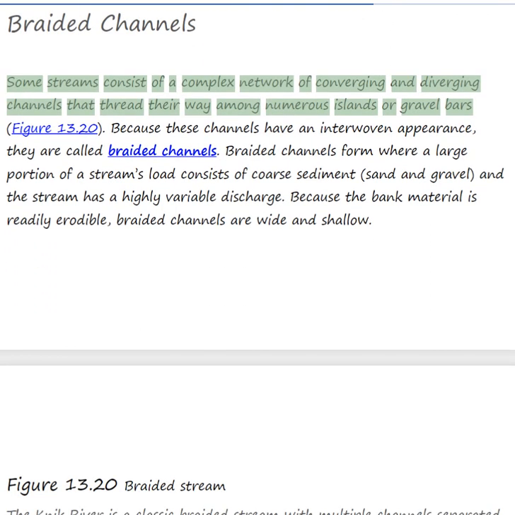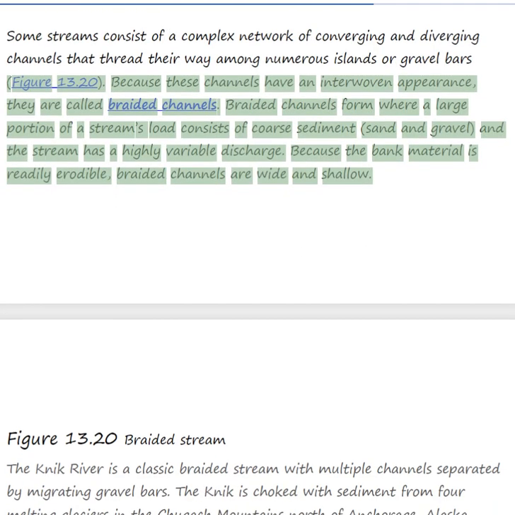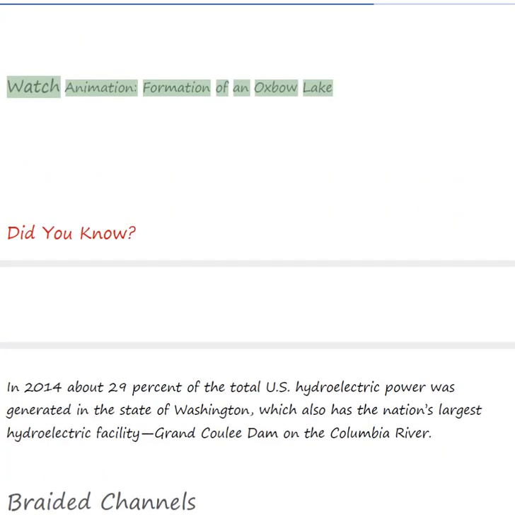Some streams consist of a complex network of converging and diverging channels that thread their way among numerous islands, or gravel bars. Because these channels have an interwoven appearance, they are called braided channels. Braided channels form where a large portion of a stream's load consists of coarse sediment and the stream has a highly variable discharge. Because the bank material is readily erodible, braided channels are wide and shallow. Watch animation: formation of an oxbow lake.